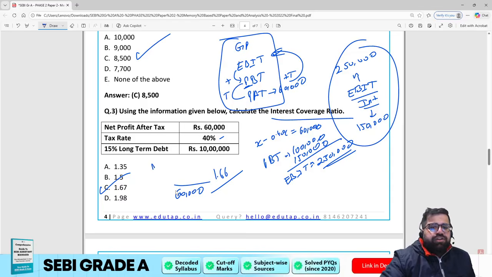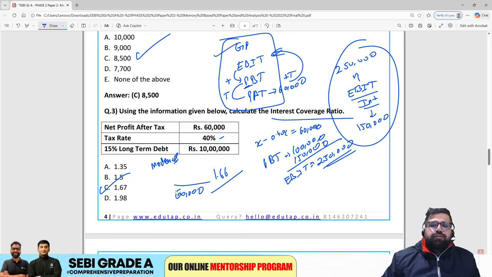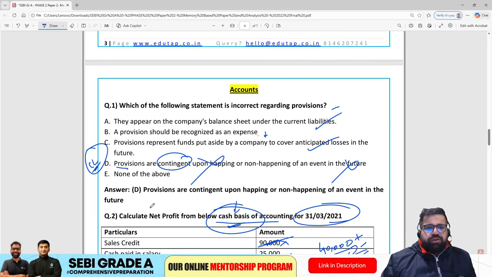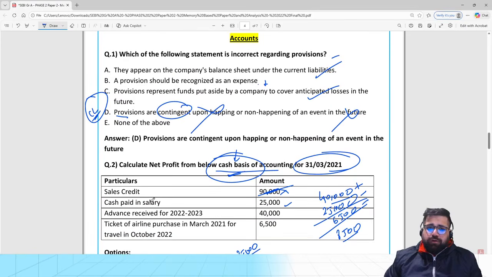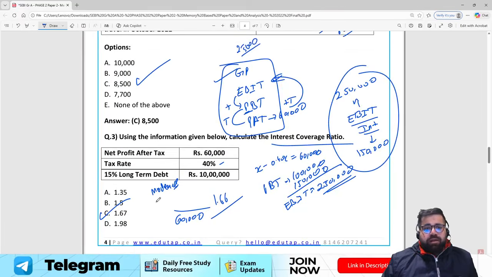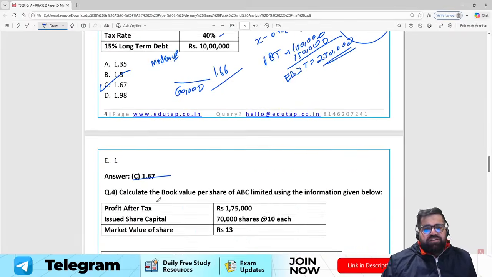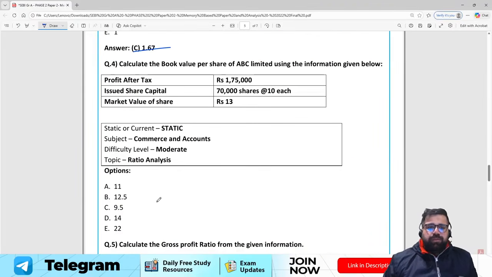I will rate this question as moderate, not hard, because if your concepts are clear, then you could have solved it easily. So till now, the accounts questions look easy to me, not tough. Question number 1 is easy. Question number 2 is also easy. Question number 3 is moderate, right? Second is easy. First is easy. Third one is moderate. Coming to the fourth one.